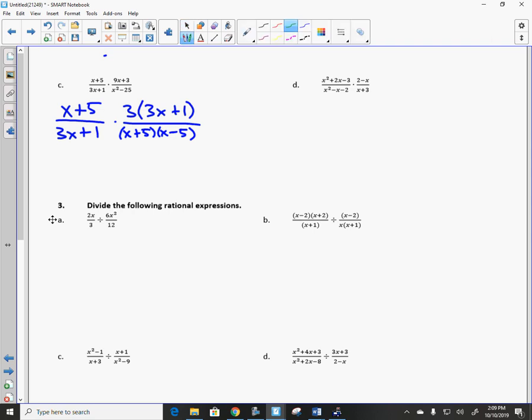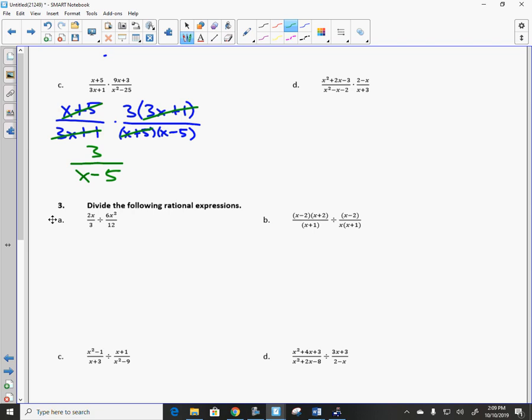I'm going to look to see what cancels. Sure enough, the 3x plus 1s go away. What else cancels? And you can see what I'm left with is 3 over x minus 5. So you can see when we're simplifying rational expressions, the key is to make sure that you can factor.